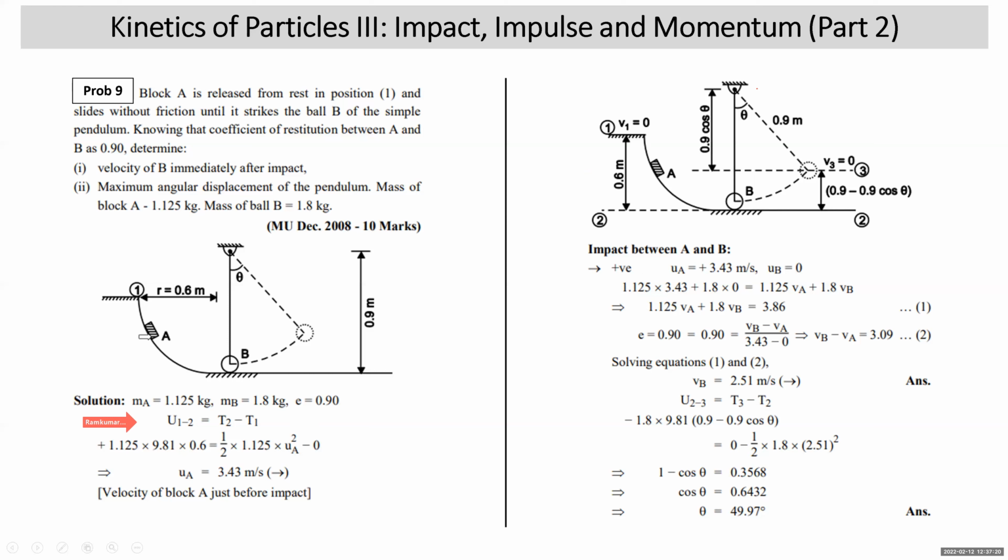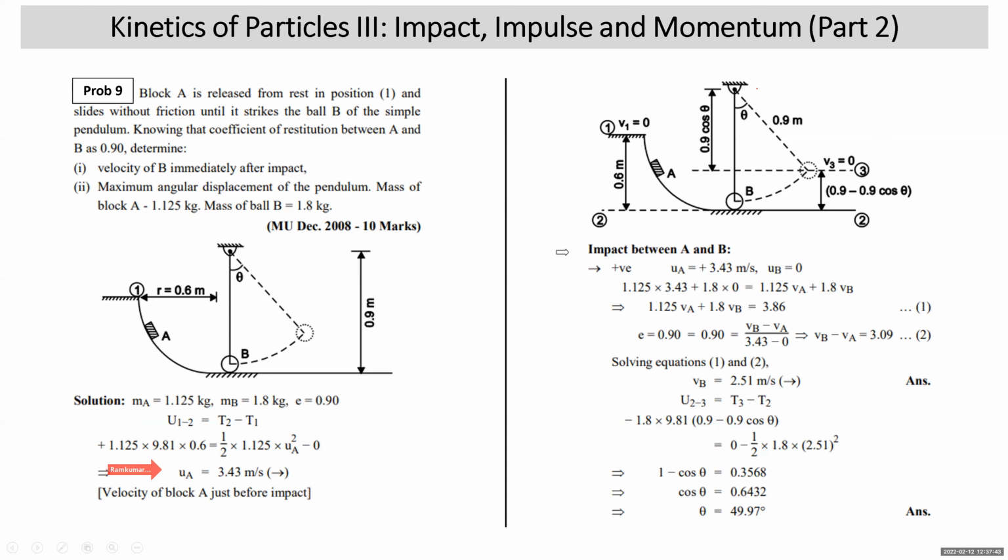So first we apply the work energy principle from 1 to 2. U12 is T2 minus T1. What is the mass of block A? 1.125 into 9.81, this is the weight. The vertical displacement in the direction of weight is 0.6, so the work done by weight is positive. It is equal to the change in kinetic energy, half into 1.125 into UA square minus 0. So you get UA as 3.43 meter per second. This is the velocity of block A just before impact.